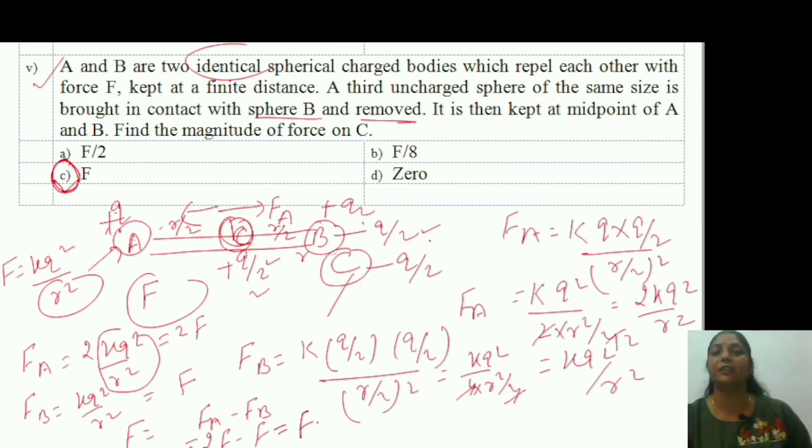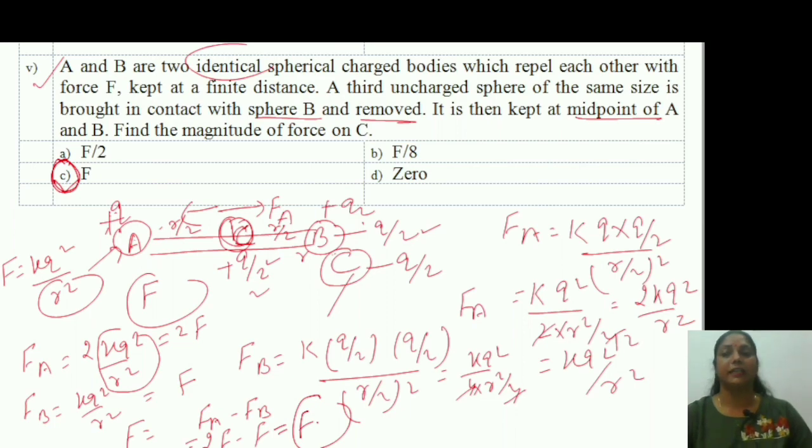The force between the two charges is given as F. Now a third uncharged sphere is kept in contact with B. Charge distribution takes place. Then remove it and it is kept at the midpoint of A and B. Then you have to calculate total force on C due to A and B, and after that you get the answer F. Option number C is correct, right? So in this way you solve a case study based question.